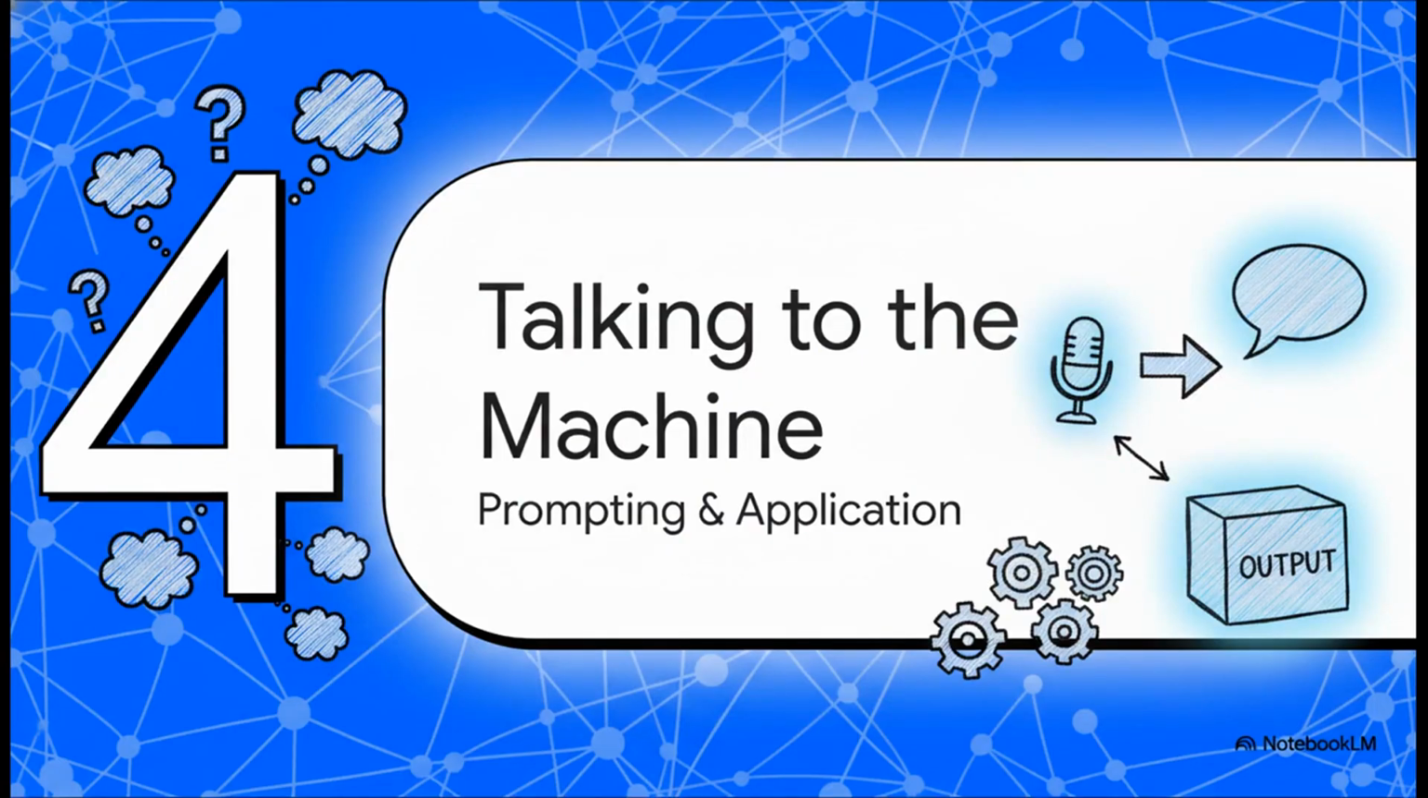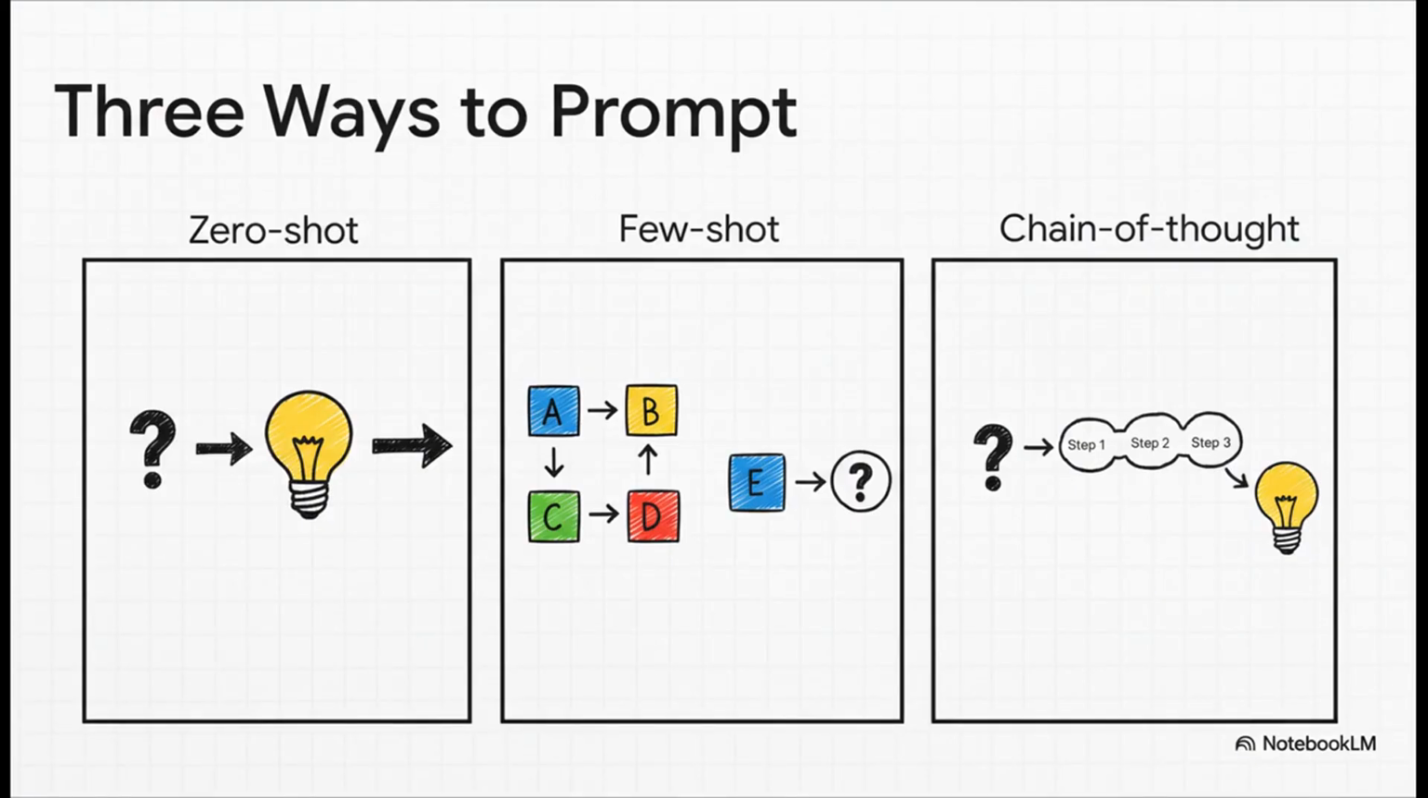All right, the model is built and trained. It's ready to go. Now, how do we actually use it? Well, the key is all in how we ask our questions. This is the art and science of prompting. There are a few main ways to talk to an LLM. Zero shot is the simplest. You just give it an instruction, cold. Few shot is where you give it a couple of examples to show it what you want.